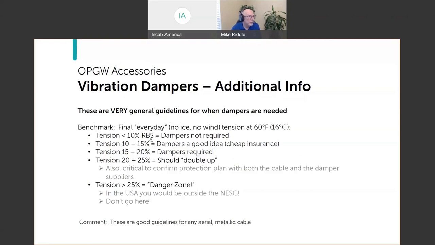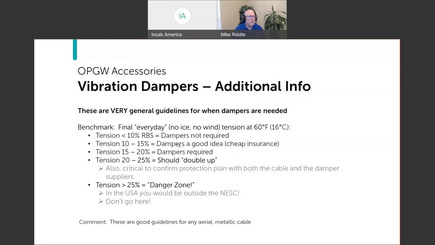Here I live in West Texas, we have a lot of this. So in those conditions, again, you've got to work with the damper supplier. Don't just follow the standard plan, in my opinion. There are some additional guidelines that I can give you.